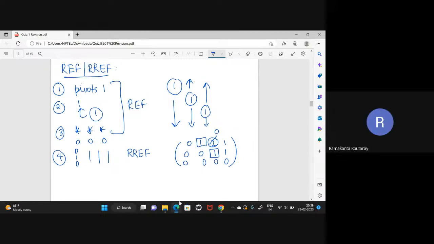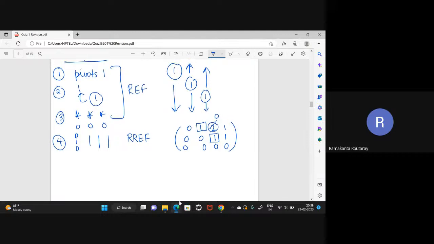Ma'am, here the first column is 0, 0, 0, and in the last row also 0, 0, 0. If we calculate the rank of this, will it be 2 or 1? Rank is 2. It is the number of non-zero rows in row echelon form. You're doing a row echelon form, so you will count the number of non-zero rows. Ma'am, in this case, what is a dependent variable and what is independent? Then rank will be 2, right? Yeah.